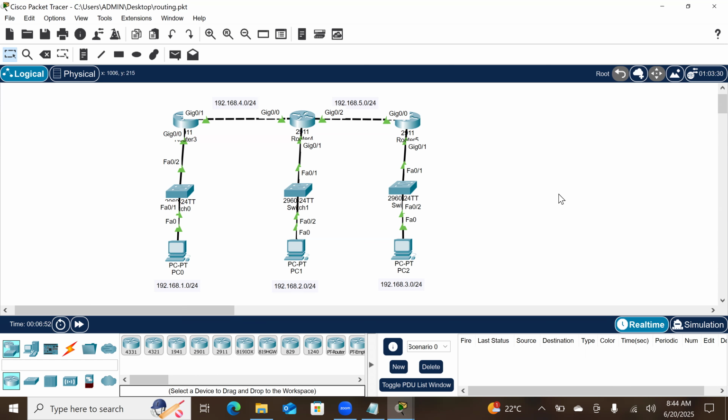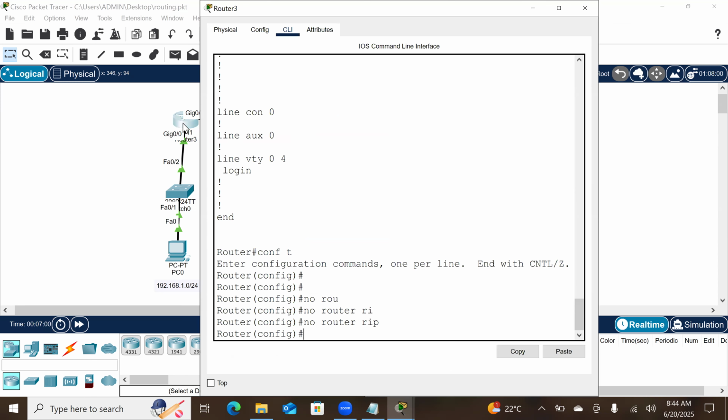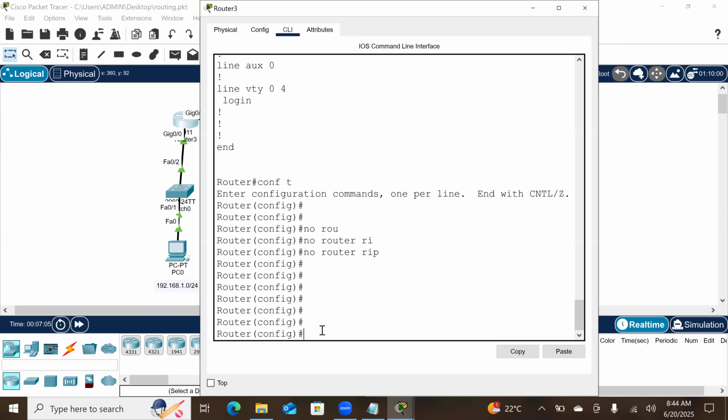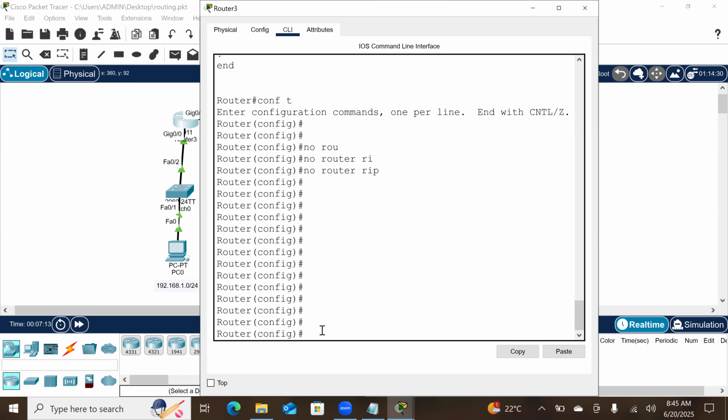So we will try to do it on the routers today. Now, after this, EIGRP. Now we will quickly configure this EIGRP and directly go to the routers.